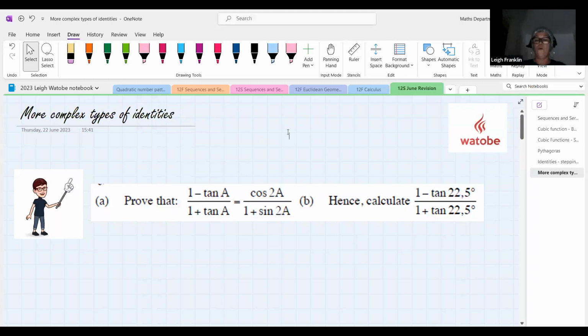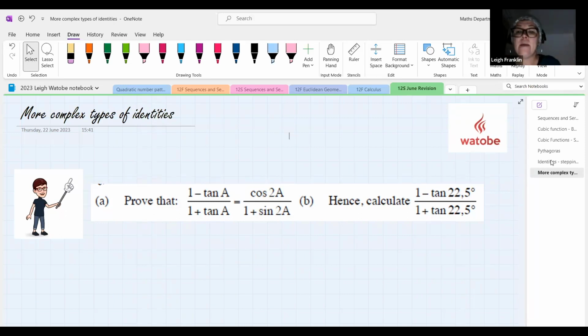Okay, all right, so often in trig, they give us these sorts of questions where they want us to prove an identity and then it says hence calculate. So they could expect us to be able to do something like this as well. Question B, provided that we've been able to prove that A is true.